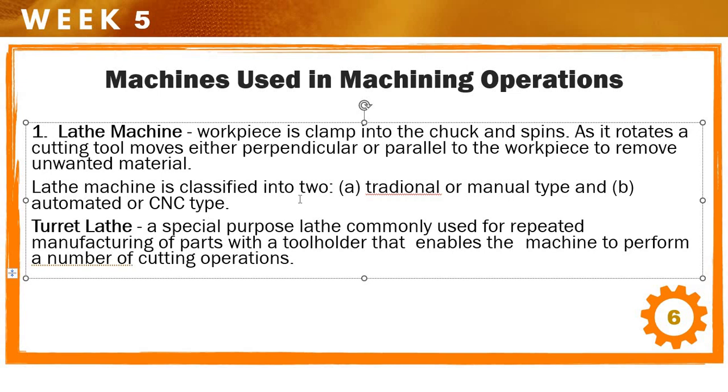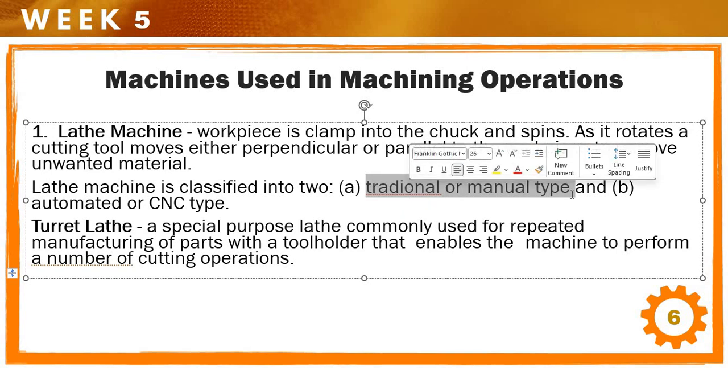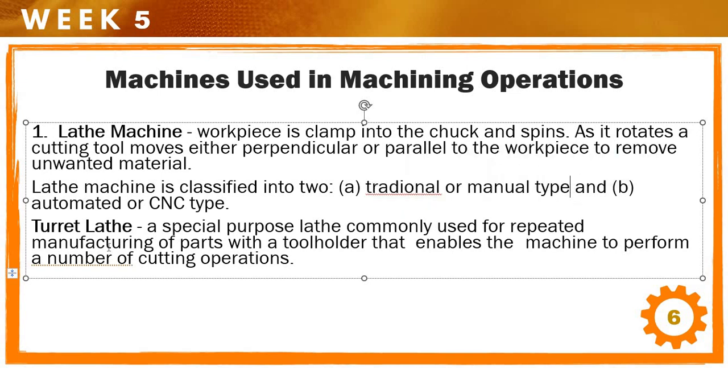Okay, so the lathe machine is classified into two. First, the traditional or the manual type. The process that you will be watching is the traditional or manual type, because it is the most commonly used machine in every machine shop or fabrication area. Then second one is the automated or CNC type. This is not commonly used in fabrication or manufacturing areas, because it is more expensive than the traditional one.